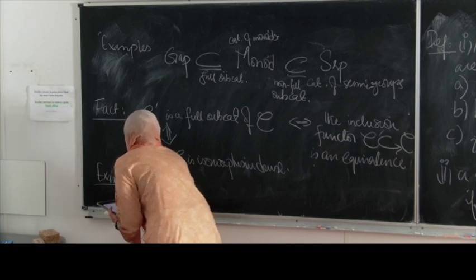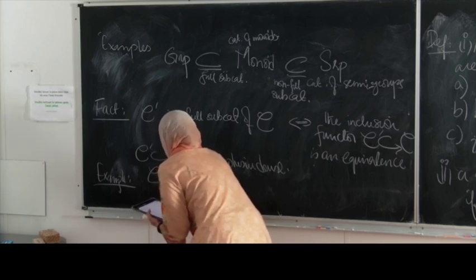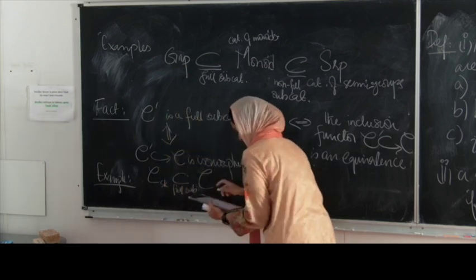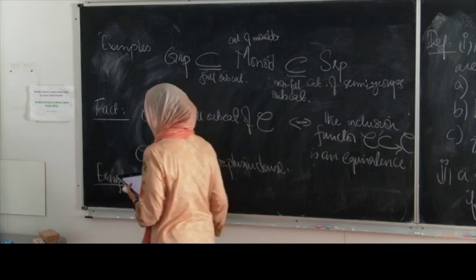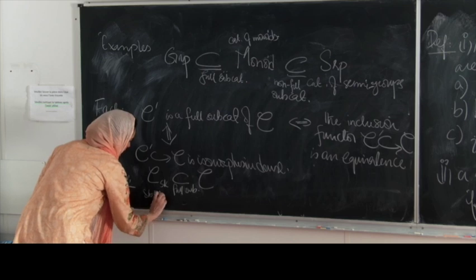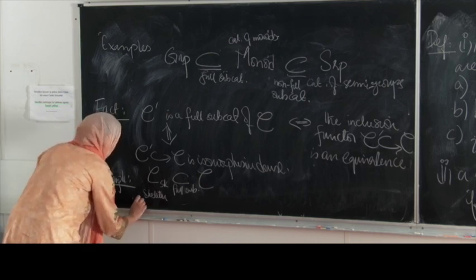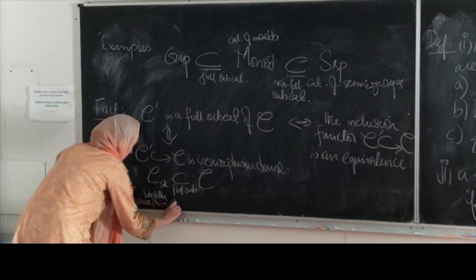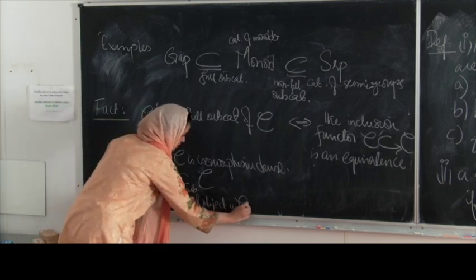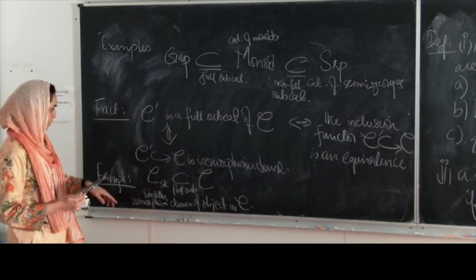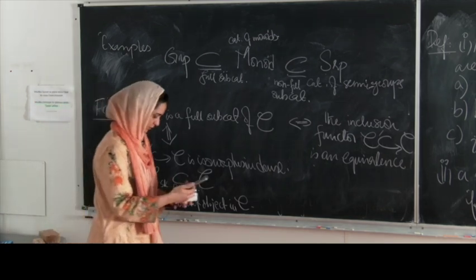Let me write C_SK. This is a full subcategory of C, where C is any category. So what is C_SK? It's called the skeleton of C. So this contains, let's say, isomorphism classes. The objects here are isomorphism classes of objects in C. Which means that no two distinct objects in this category can be isomorphic to each other as objects.